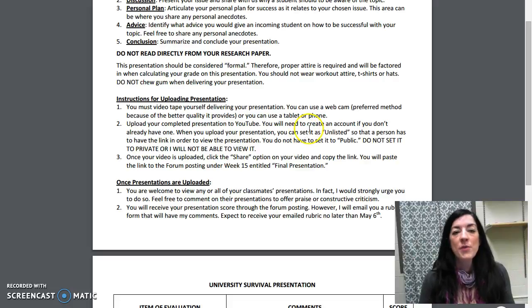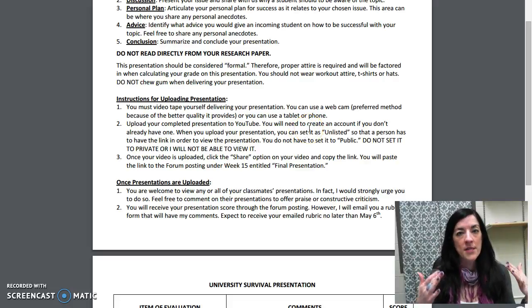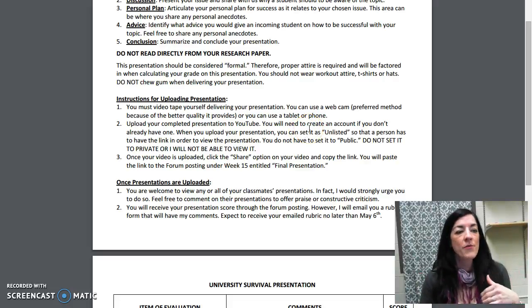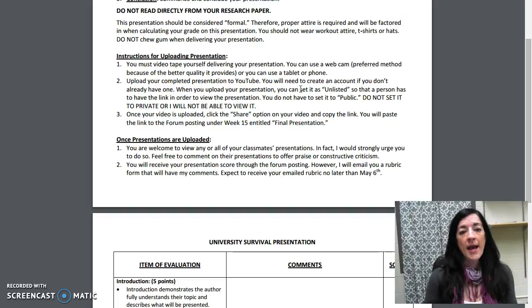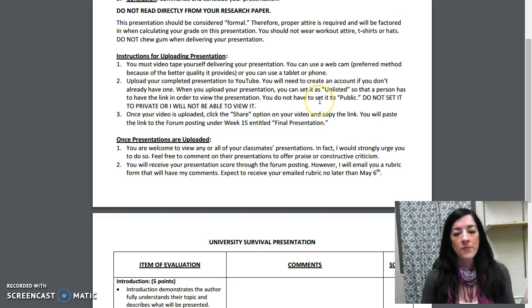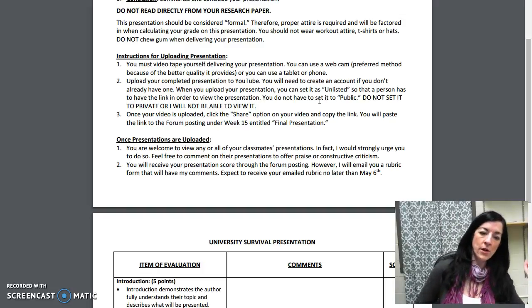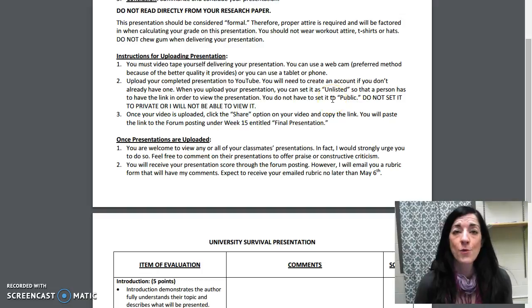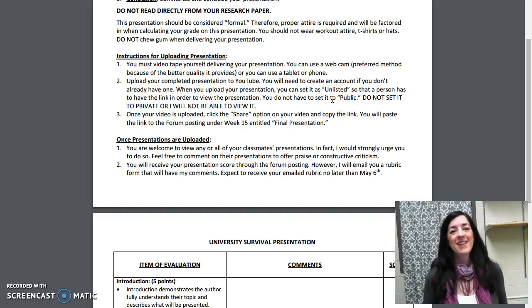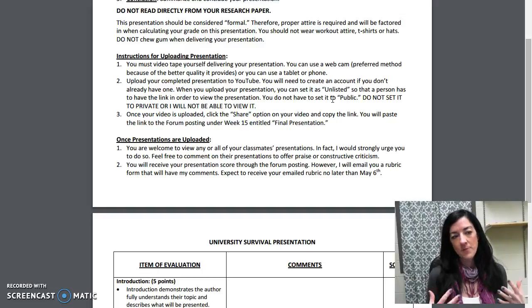This presentation should be considered formal, therefore proper attire is required and will be factored in when calculating your grade. So if you're wearing workout attire or t-shirts or hats, do not chew gum. You need to be sitting up or standing up. I once had a student lounge on her bed while she was doing this. It was not a formal presentation. So make sure that you're taking this seriously. Like if you were actually coming to a class to deliver a presentation, how would you go about doing that?